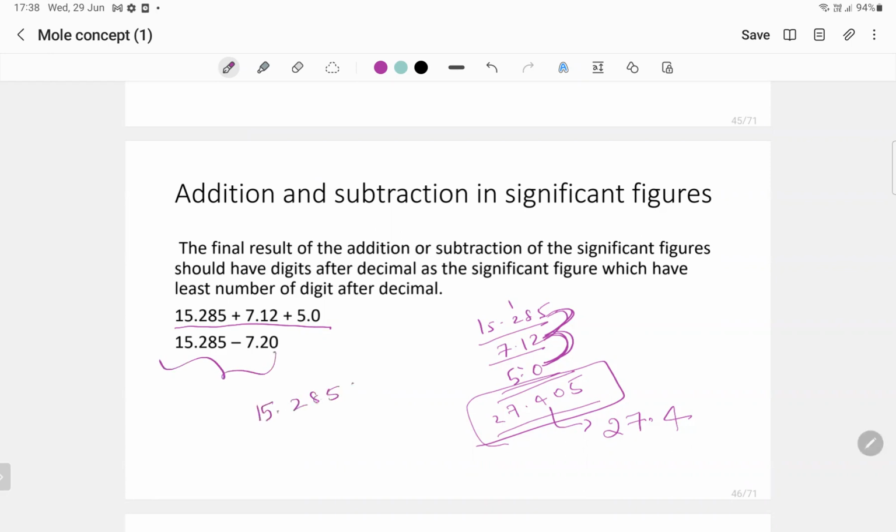15.285, minus 7.20. So 5, 8, 0, 8, 9, 10, 11, 12, 13, 14, 15. 8 point, is this correct? Yes, ma'am. Correct? Yes, ma'am.